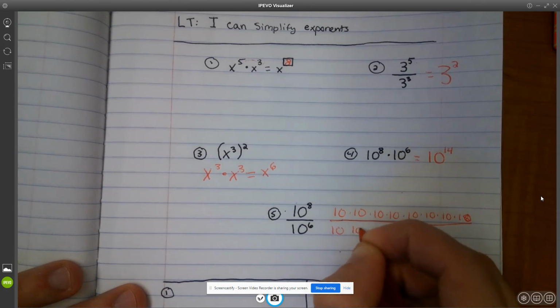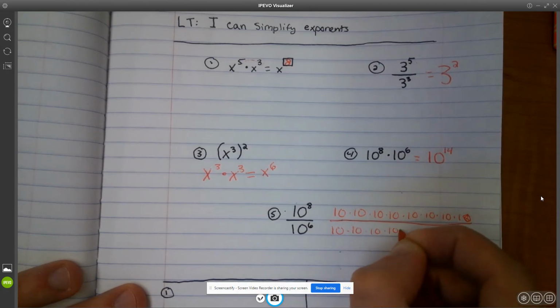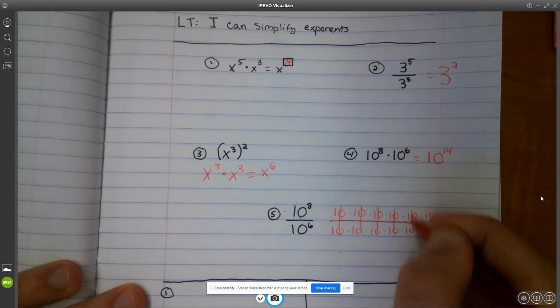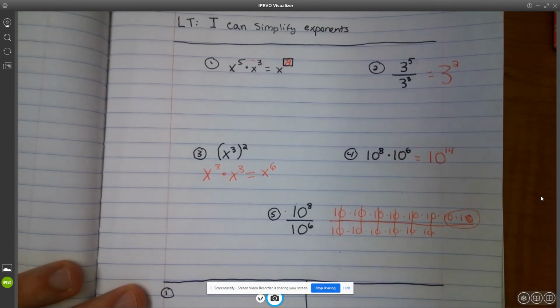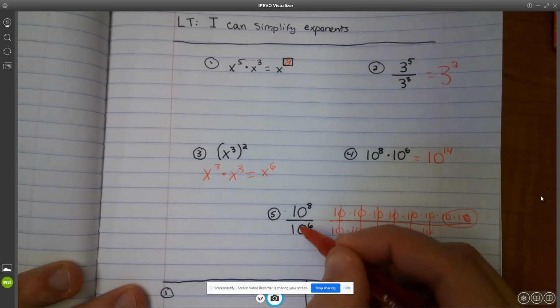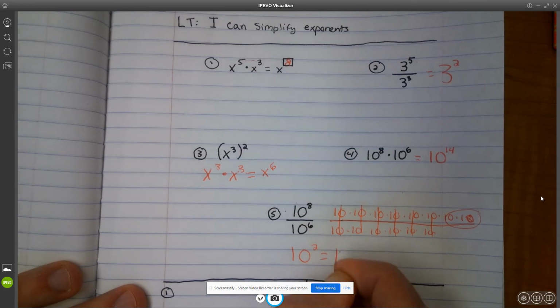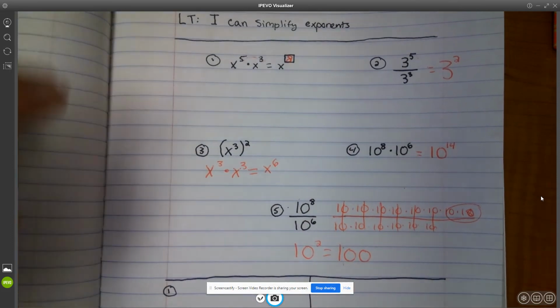1, 2, 3, 4, 5, 6. And how many are we left with? Well, they cancel. We're left with 10 squared. So 10 to the 8th divided by 10 to the 6th is equal to 10 squared again, which would be 100 if we wanted to solve that.